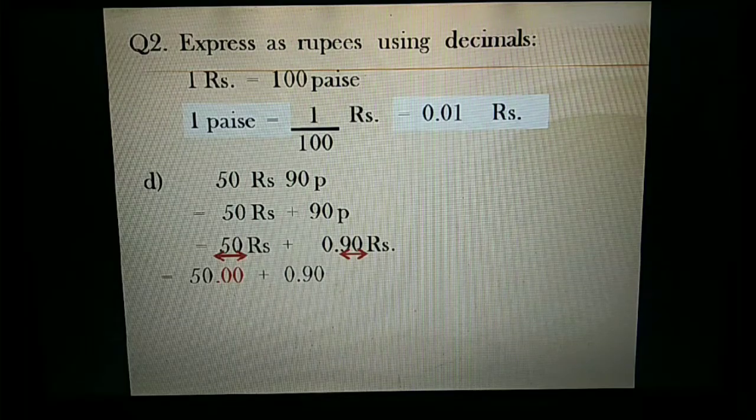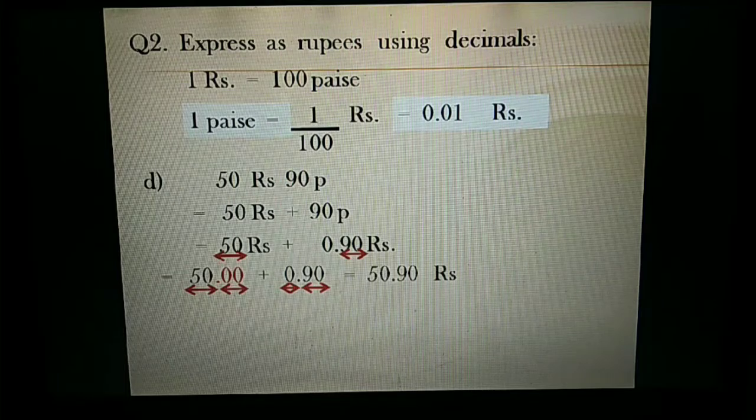Now you can add these two decimal numbers as they are like now. While adding, we will add whole to whole and decimal to decimal. Decimal part first, 0 and 90 will give you 90. 50 and 0 will give you 50. So the answer will be 50.90 rupees.